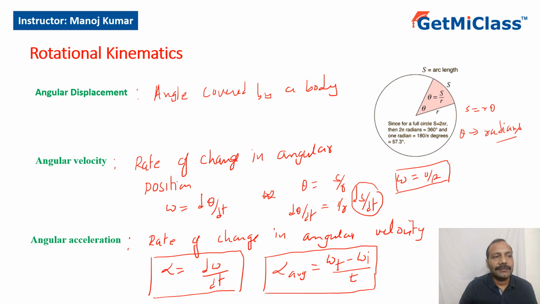So we have angular displacement, which is the change in angular position or angle covered by a body; angular velocity, the rate of change in angular position; and angular acceleration, the rate of change in angular velocity. All these are rotational analogs of linear quantities.